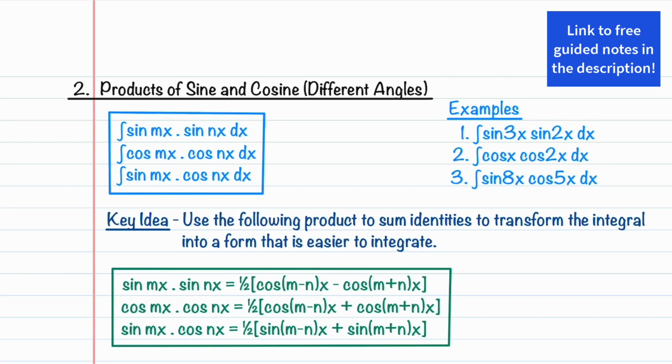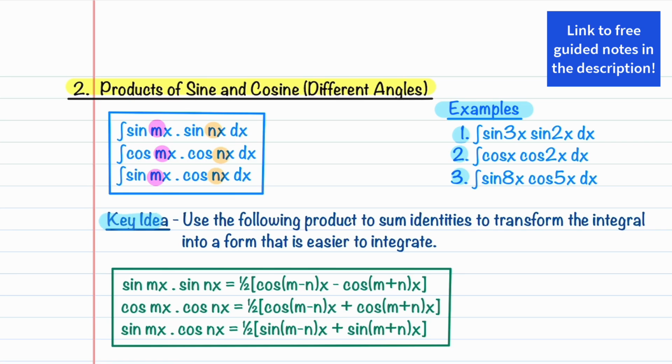We're now going to evaluate trigonometric integrals involving products of sine and cosine with different angles. These integrals look like this. We have sine mx times sine nx, and then we have the integral of cosine mx times cosine nx, and then we have a mixed one, sine mx times cosine nx. Over here on the right, I've written down the 3 examples of these cases that we're going to walk through.